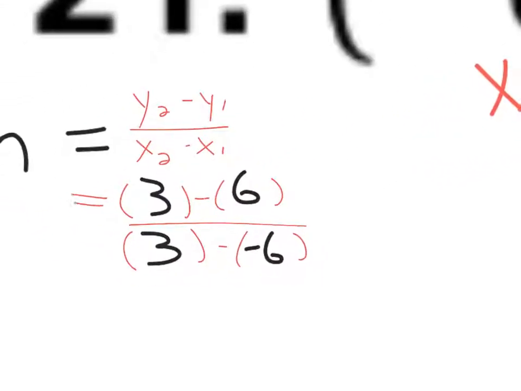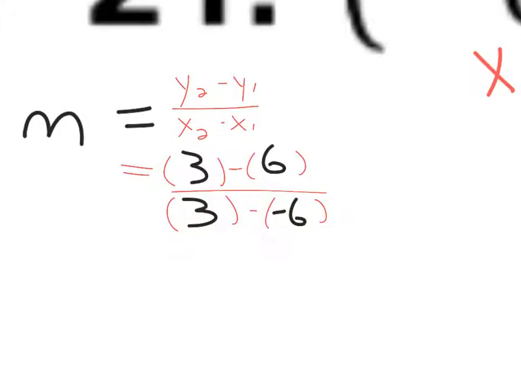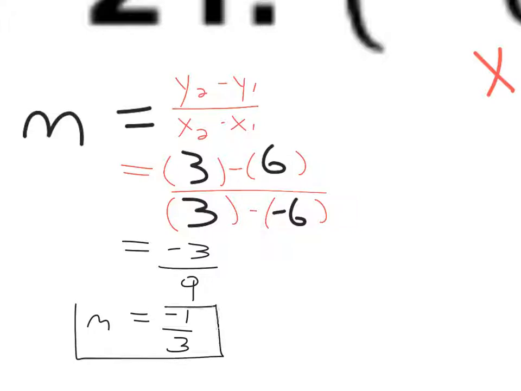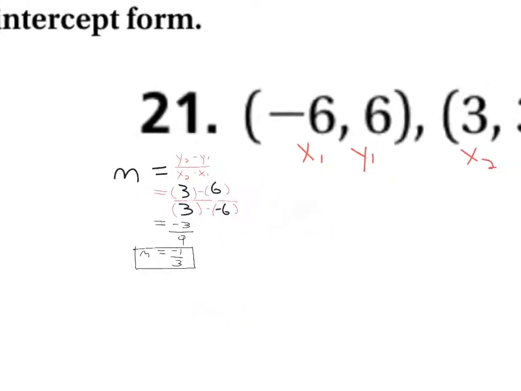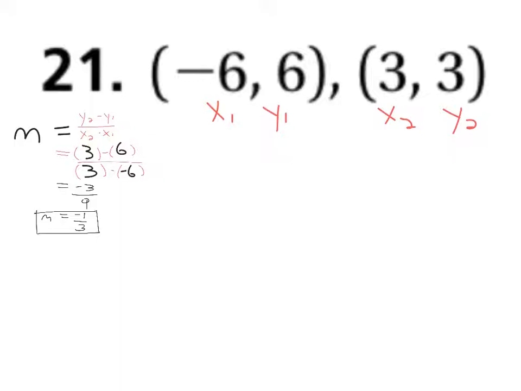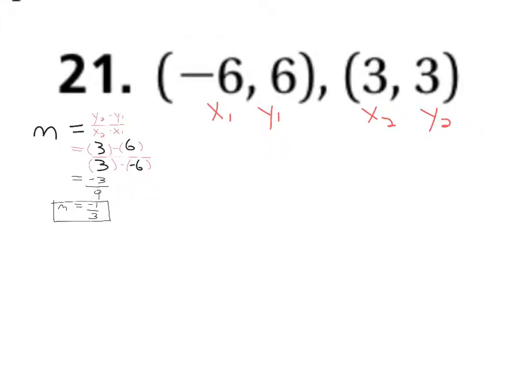So what does that look like? Well, when we resolve that, we get 3 minus 6 is -3 over 3 minus a -6, which is the same as 3 plus 6, or 9. And when we simplify that, we get -1 over 3. So we've got m is equal to -1 over 3. The zooming part keeps me a little bit neater and tighter, so I like it. I'm going to use that.